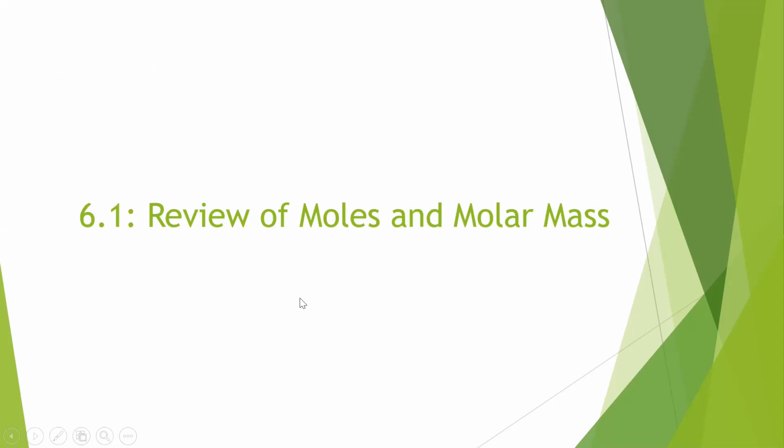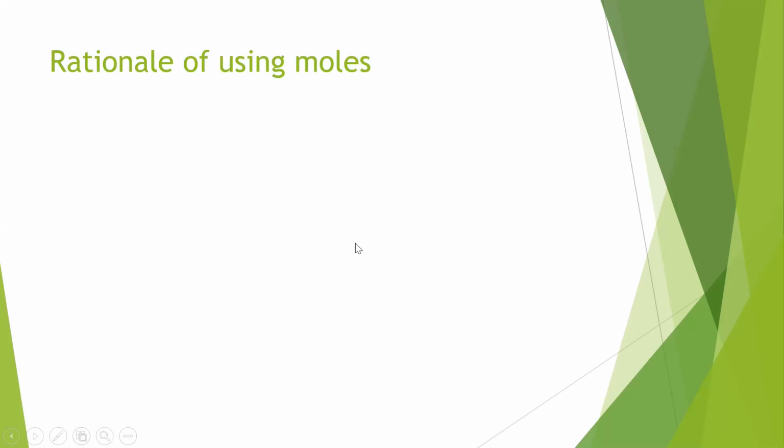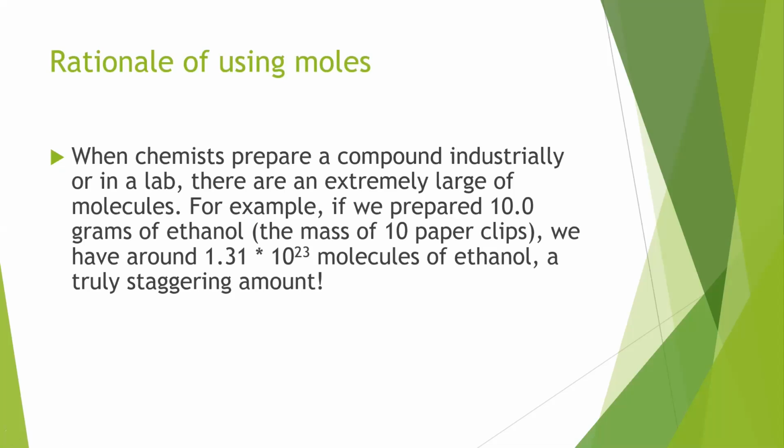So we're going to first review moles and molar mass. You might be wondering, we covered this two lectures ago, the rationale of using moles. When chemists prepare a compound in either industry or the lab, there's usually a lot of molecules. If we have 10 grams of ethanol, which is about the same mass as 10 paper clips, we have around 1.31 times 10 to the 23rd molecules of ethanol. That's a humongous number, and chemists can't really think on that large a scale. So it'll be easier if we can have a smaller unit that we can compare numbers across.